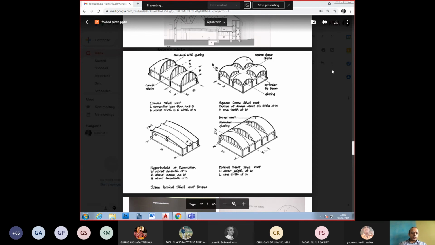You have hyperboloid. Now what is a hyperboloid? There is one curvature which is going downwards, but in the other direction the curvature... can you see my cursor over here?